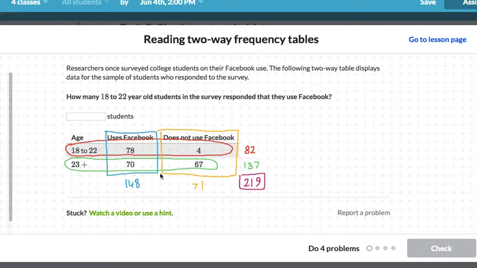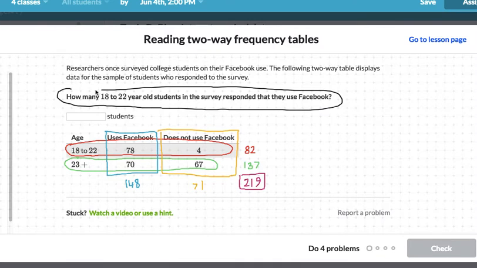So what Khan Academy is going to do for you is ask you a couple of questions. Once again, the bold questions are the key parts. Oftentimes you can actually ignore the rest of it. It is useful, of course, to see the context of the data, and I encourage you to read it. But when you're just trying to get the answer to the question, you do need to look right here. How many 18 to 22-year-old students in the survey responded they use Facebook? Well, the first thing we're narrowing down to is 18 to 22, and they're saying yes, they used Facebook. So now we're narrowing down just to the 78 right here. So there's your answer right there. Okay, we'll move on. We'll race through these ones pretty quickly. Let's go.